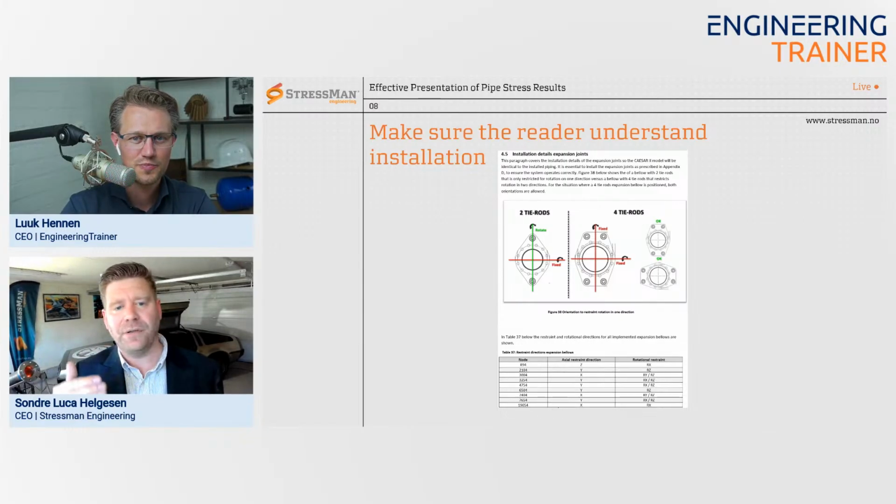And I feel that you should put it on the summary page at the front of your report. Important that the expansion joints, in this case, are installed in the correct orientation. And also explain a bit about it. You don't need too much text about it, but explain a bit about it in the report itself.